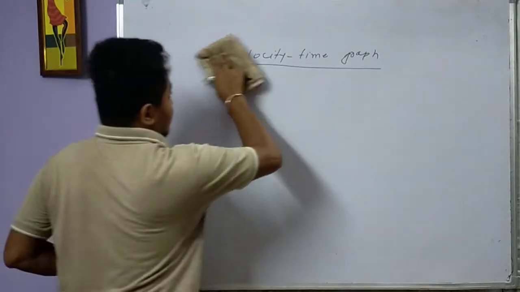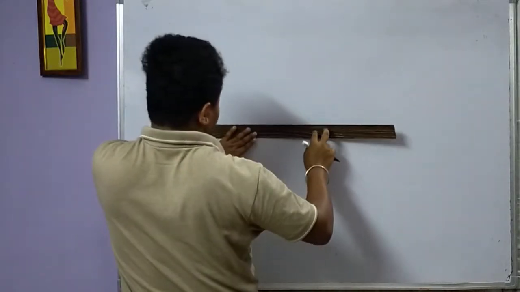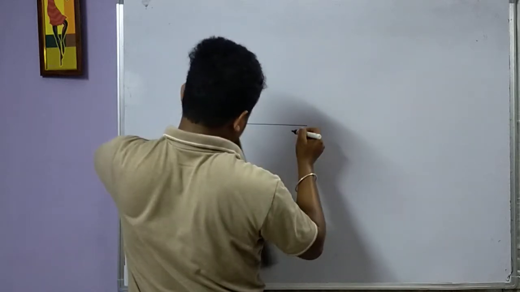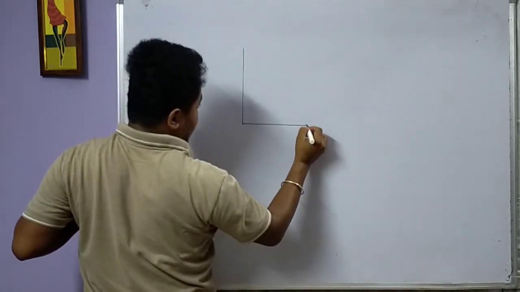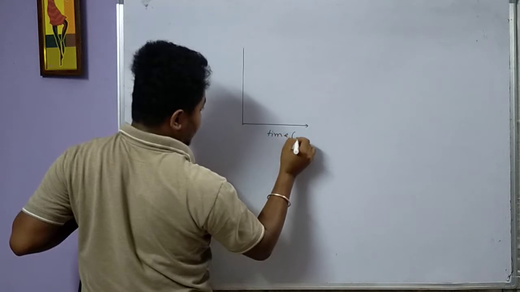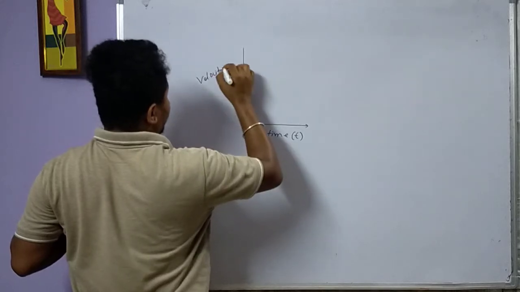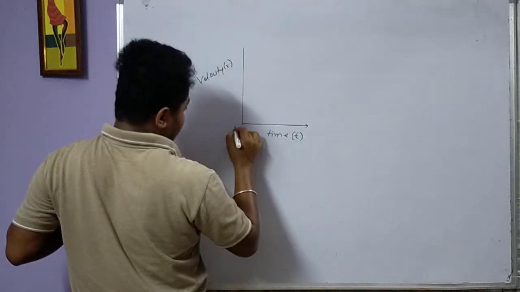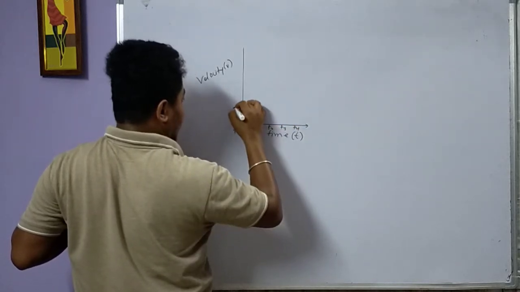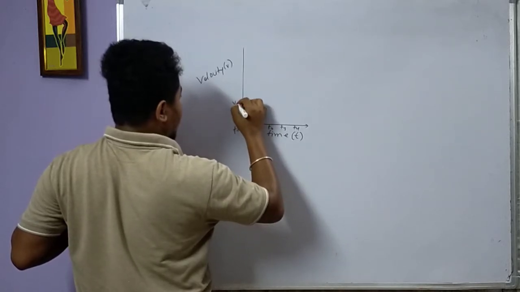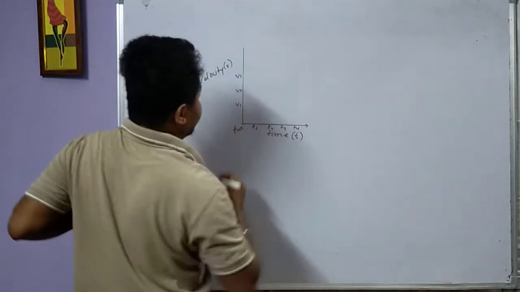So consider the first situation for the velocity time graph. I will take the x-axis and y-axis as we took in the previous case. On this axis, I am going to express the time, and on this axis, the velocity, which I will call p. This is t equal to 0, this is t1, t2, t3, t4. Similarly, this is p1, p2, p3, like that.